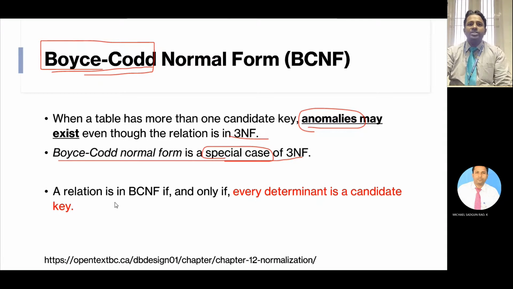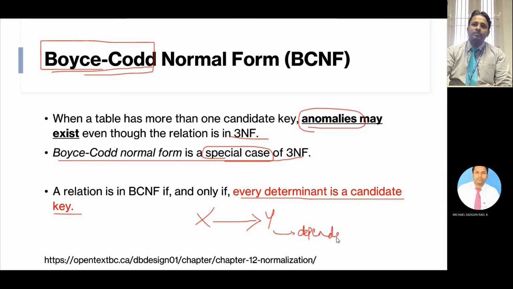Now what they're saying: a relation is in BCNF if and only if every determinant is a candidate key. We have seen dependent and determinant. So here Y is dependent. In the functional dependency, Y is referred to as dependent and X is referred to as determinant.